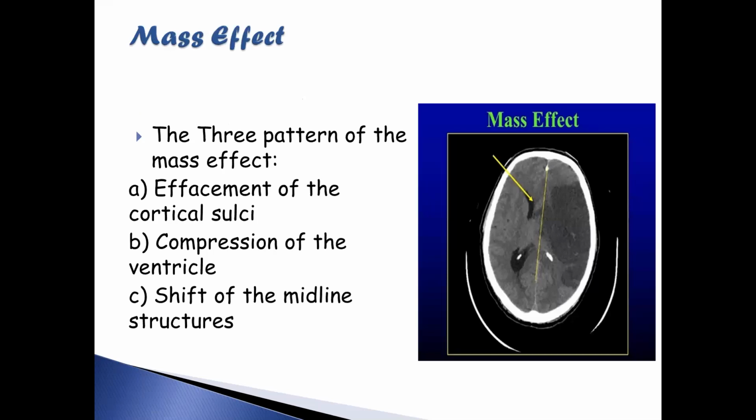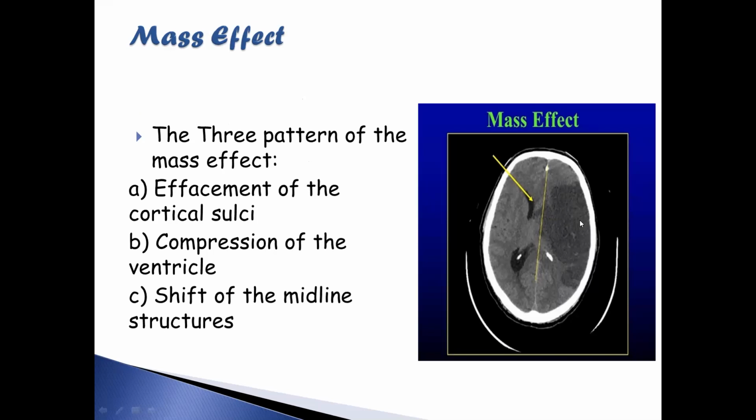So let's talk a little bit about mass effect. So what is mass effect? That's basically if there's hemorrhage into the brain parenchyma, what effects are you going to notice? There are three patterns of mass effect. So there's effacement of the cortical sulci. I hope you're able to notice here, right? There's something. You're unable to appreciate the cortical sulci, right?